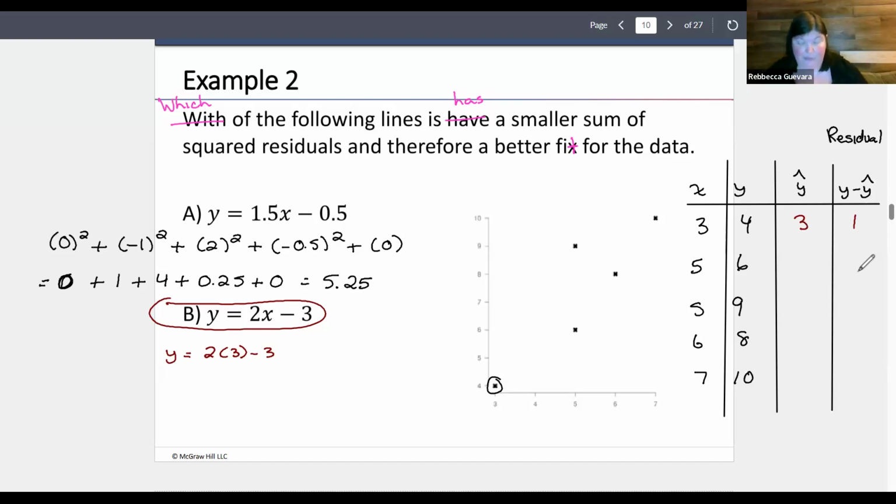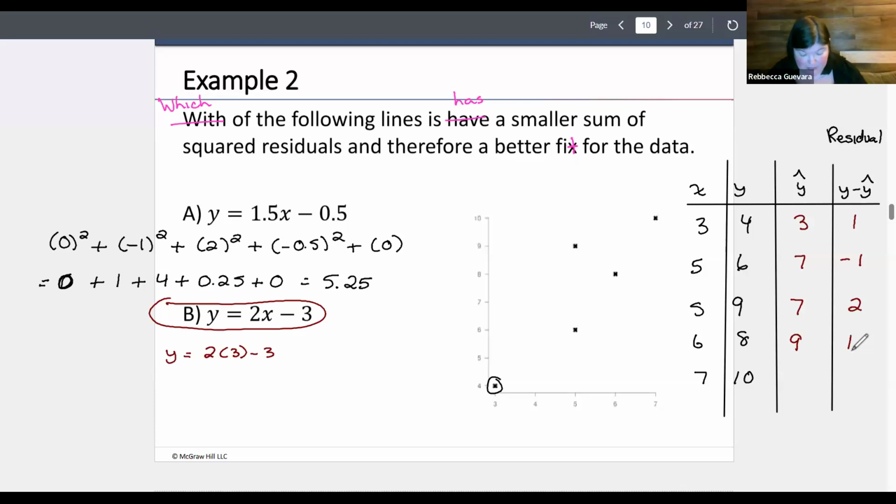Now instead of 3, I put in 5. I have 2 times 5 minus 3. That's going to be 7. So my difference between 6 and 7 is -1. Remember, y minus y hat. This will also be 7. So then this difference is going to be 2. Now if we put in 6, we have 2 times 6 is 12, minus 3 is going to give us 9. The difference between 8 and 9 is going to be 1.